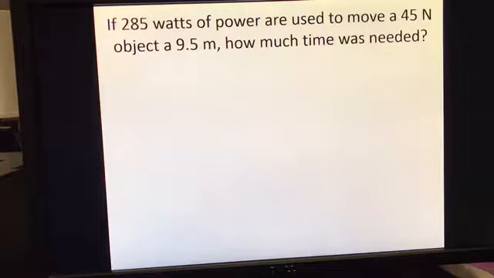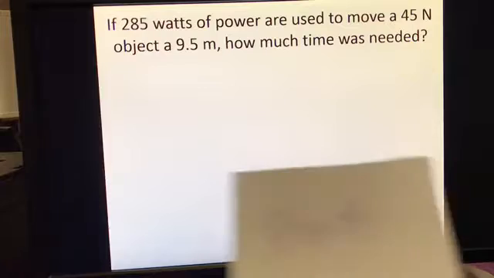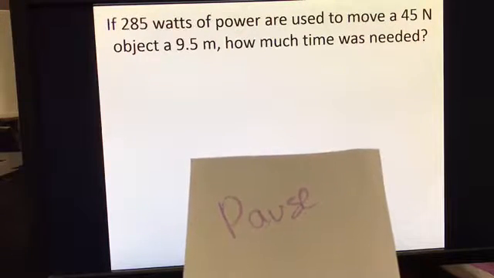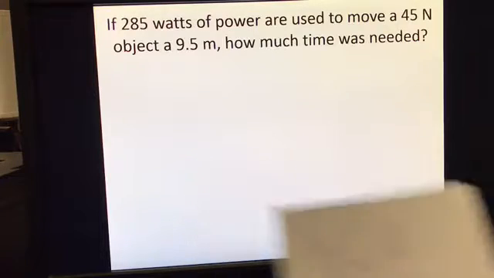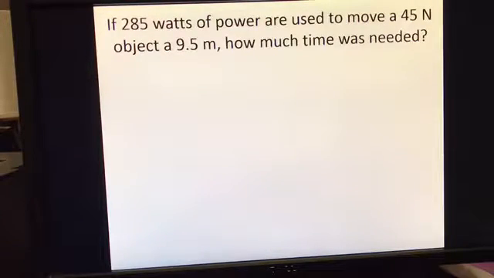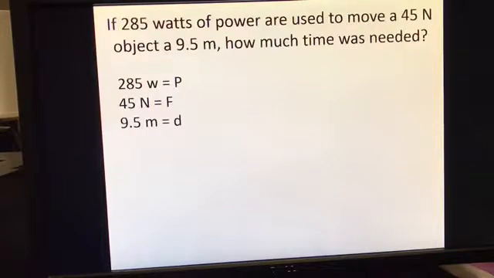If 285 watts of power are used to move a 45 Newton object 9.5 meters, how much time was needed? Pause, work out the problem, and then check your answer here. Problem solving process, 285 watts. Watts measures power, 45 newtons. Newtons measures force, 9.5 meters. That's distance. How much time was needed?